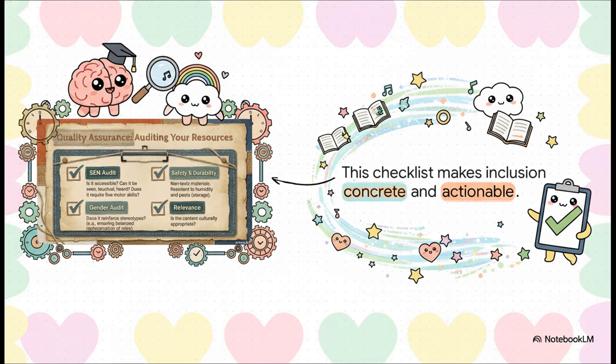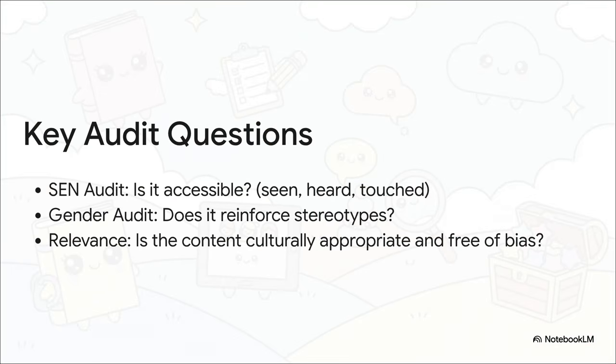It sounds like a huge task, but a checklist like this makes it so much more manageable. It takes this big, abstract idea of inclusion and breaks it down into simple, actionable questions you can ask about any resource. So let's get specific. For the SEN audit, you're asking about basic access. Can a student with a visual impairment actually see it? Is there an option to read text if someone can't hear the audio? Does it require really precise mouse movements that some students might struggle with?